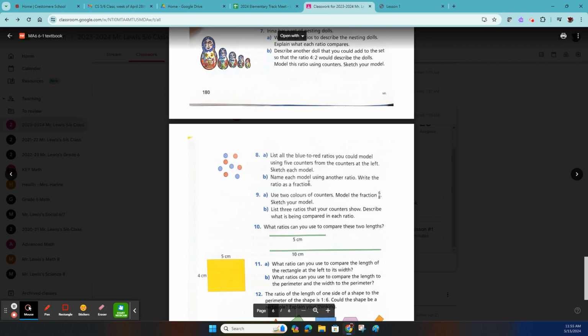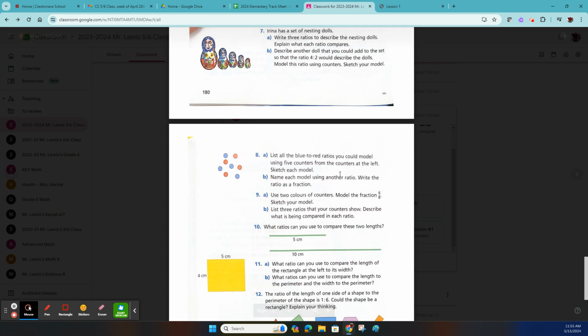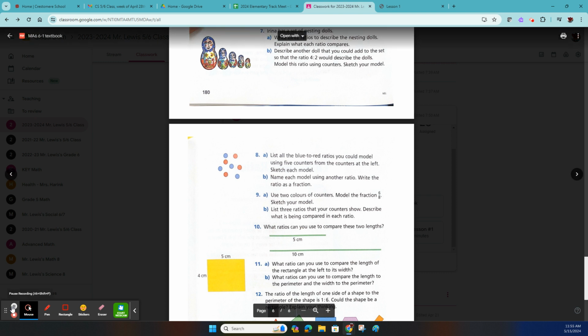Question 8. List all the blue to red ratios that you could model using 5 counters from the counters to the left. Sketch each model. Okay, so if I'm going just 5 counters, let's choose these 5 first. 1, 2, 3, 4, 5. Well, actually, really quick, let's organize ourselves. Let's just see how many blue we have and how many red we have total. 1, 2, 3, 4 blue. 1, 2, 3, 4 red.